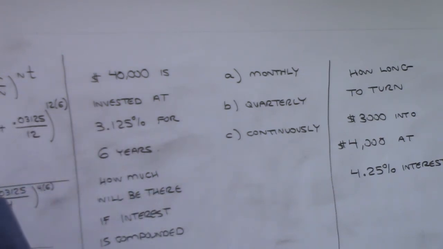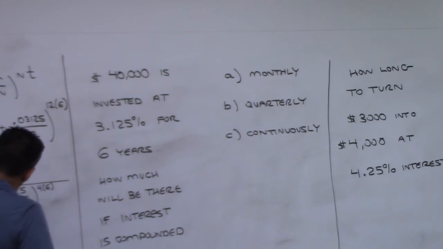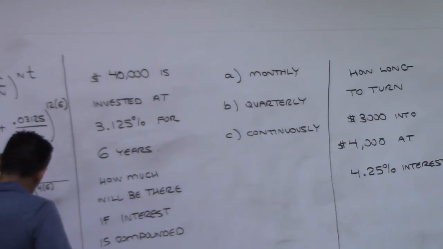And then for part C, we want to be able to do this continuously, which means we use the other formula. P e to the RT, which is 40,000 e to the 0.03125 times 6.